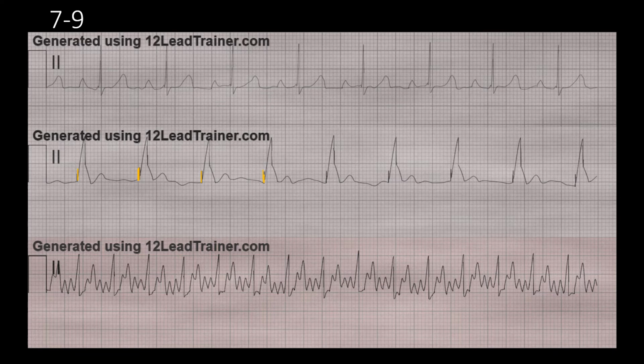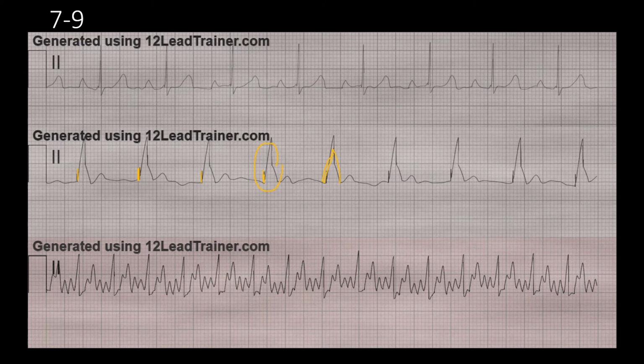And because of that wide complex that comes after the pacer spike, like that, that tells us that this is a ventricular pacemaker. And it is functioning normally. We don't see any failure to capture or malfunction. So it's a normally functioning ventricular pacemaker. And so it's a paced rhythm.